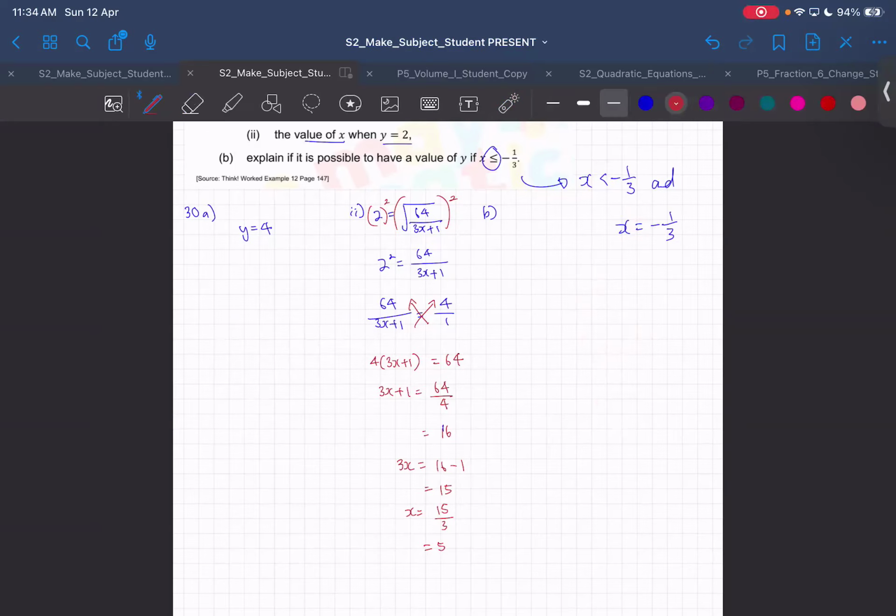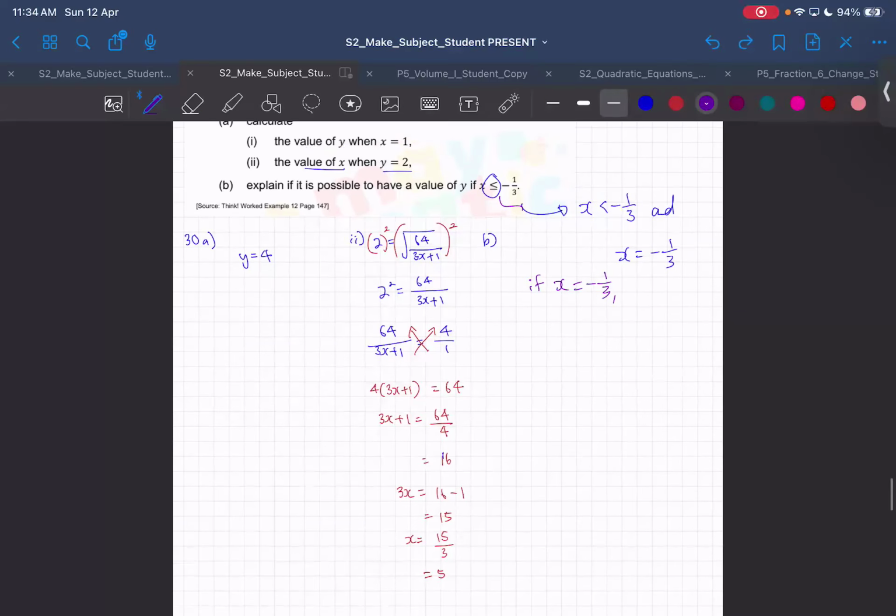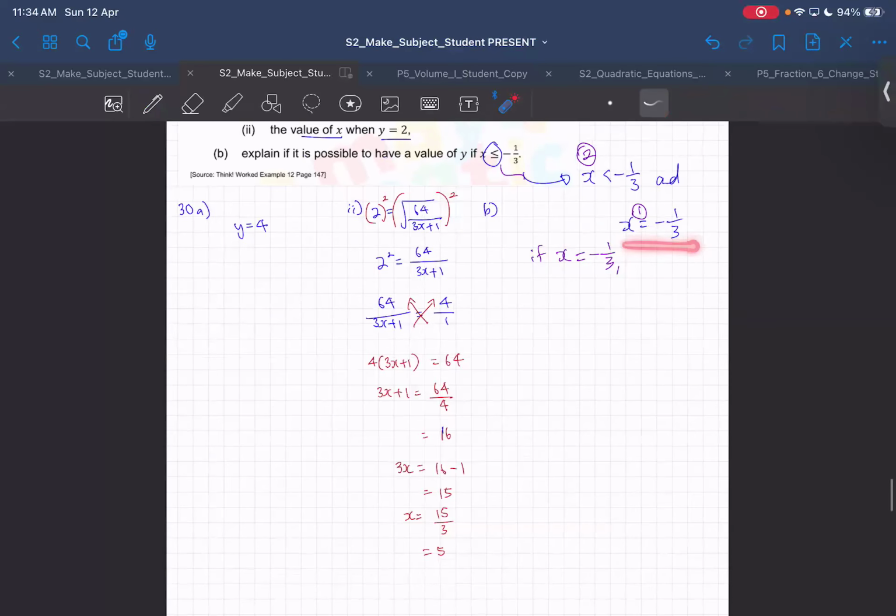So we have to explain for both cases. This is 1, this is 2, based on this sign. Never mind, we do equal first, the easier one. So I make the equal case, case 1, and the less than case, case 2. Case 1, if x is equals to negative 1/3, this means that 3x plus 1 equals to 0. Can see how I got this?